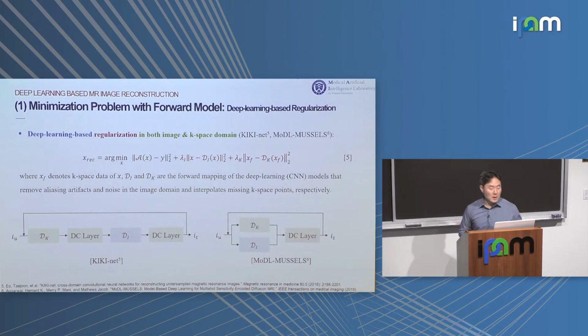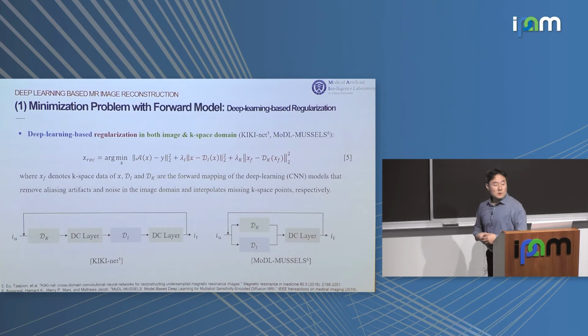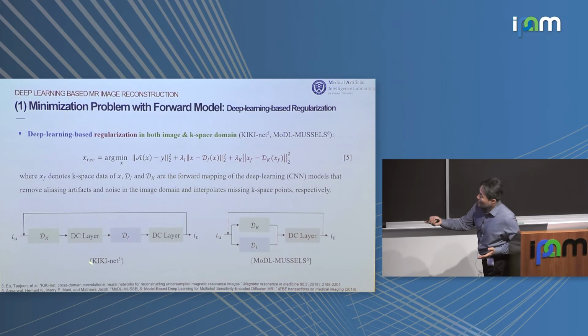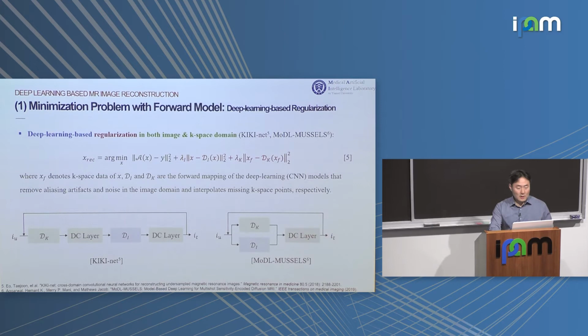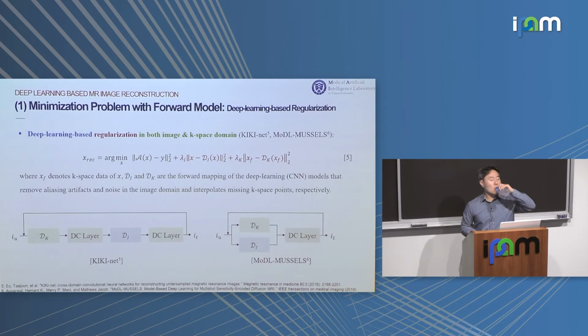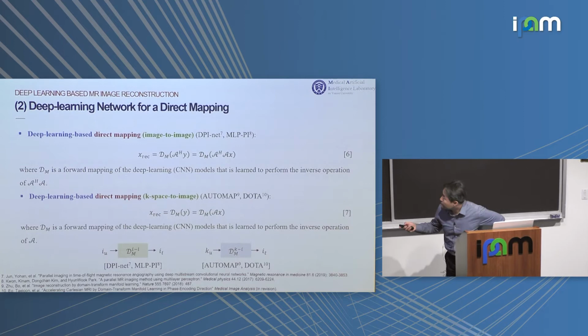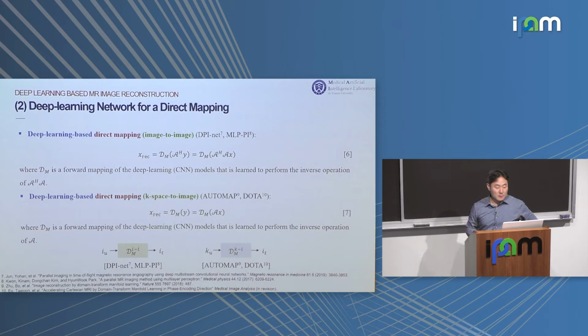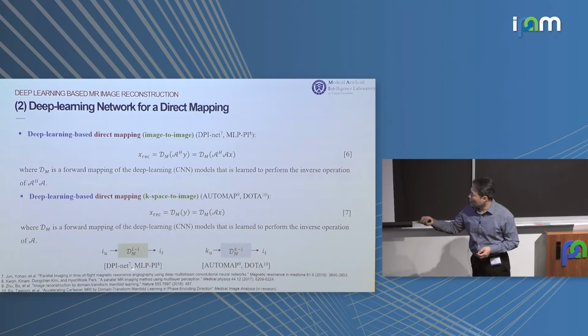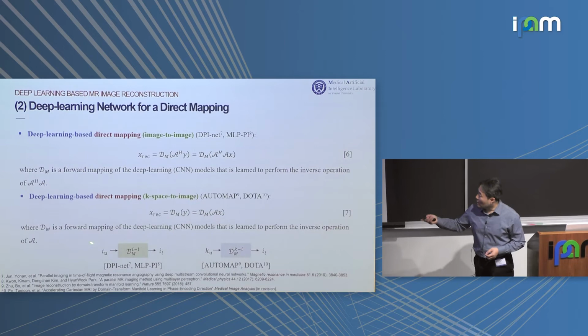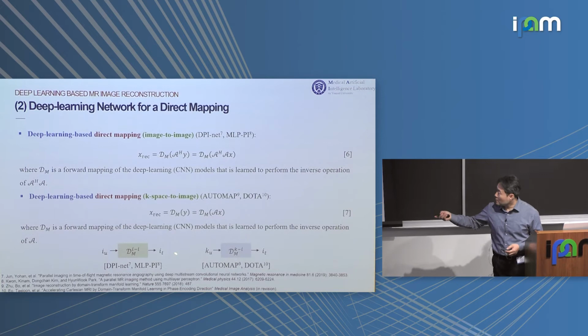And also, since they are using the image domain and k-space domain, the strategy of how to use these domains can be sequential, as in the KIKI-net, or simultaneous learning can be possible in their work as well. If we use the direct mapping, this is just a representation of how this direct mapping neural network works, and in fact, we don't need to express the exact mathematical formulation for this case. The DPI, deep parallel imaging net, or multi-layer perceptron parallel imaging study, they receive the undersampled input image and produce the fully sampled output image. It's a direct mapping. They do not use any forward model.